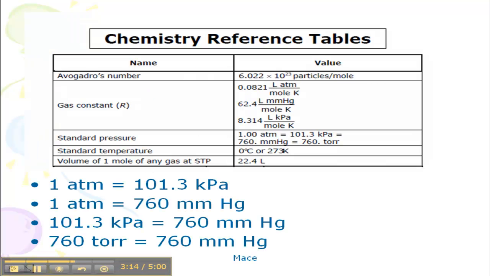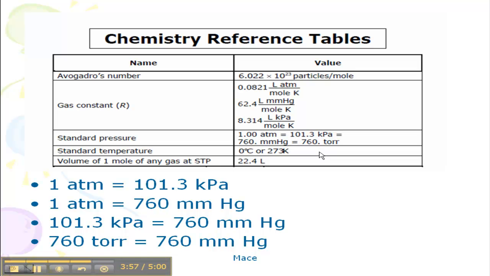We're going to take a more in-depth look at those. If we look at our reference packet, the very first page, and we look right here at the standard pressure line, you're going to find all of your pressure conversions, and we can pull this out and say that they're all equal to one another, just like I've done down here. So 1 atmosphere is equal to 101.3 kilopascals. 1 atmosphere is also equal to 760 millimeters of mercury. 101.3 kilopascals is equal to 760 millimeters of mercury. 760 torr is equal to 760 millimeters of mercury, because torr and millimeters of mercury are the same thing. So you can set any of those equal to one another to come up with a conversion factor.